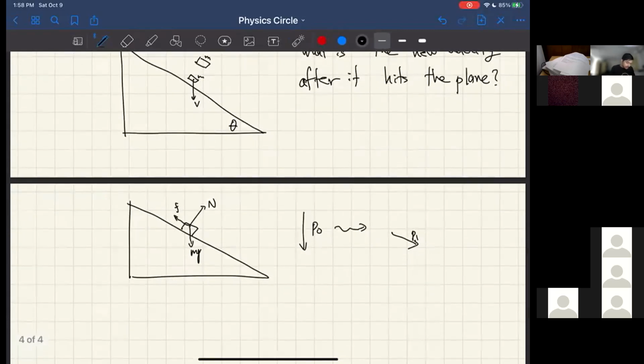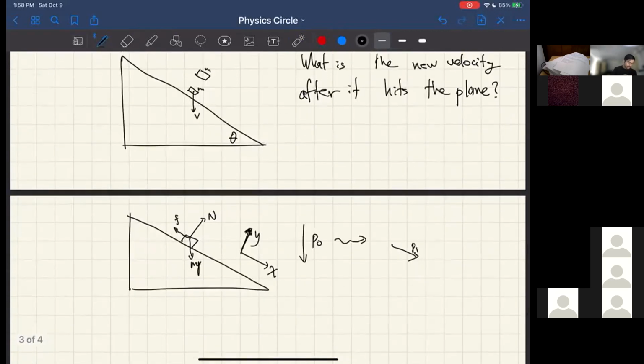So let's think about it. If I define x and y to be like this, what happens to the y component of the momentum? Yes, somebody gave the idea in the chat, but let's wait for a couple. So what happens to the y momentum of the block? It originally had some y momentum, and again, y is not parallel to the ground, but parallel to the inclined plane.